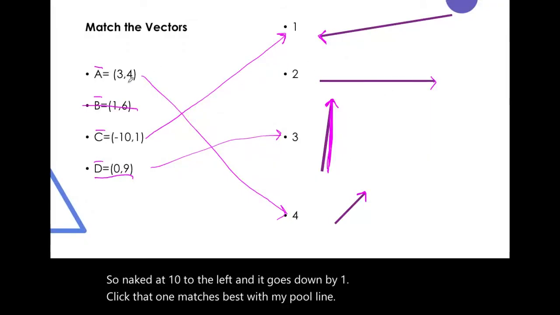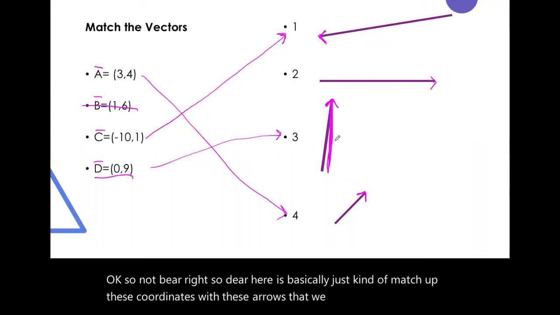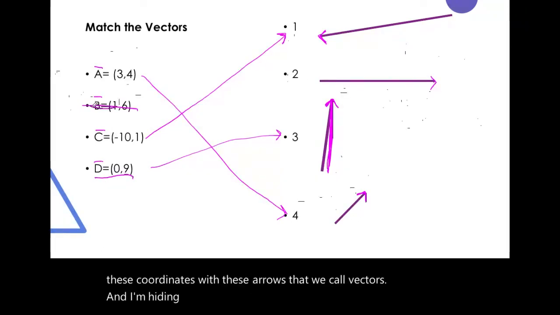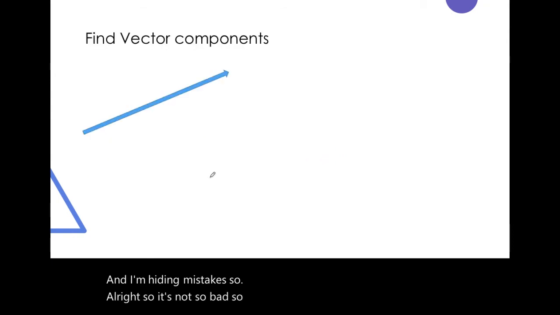Okay, so not bad, right? All we did here is match up these coordinates with these arrows that we call vectors. And I might have made a mistake, so ignore B. All right, so that's not so bad.